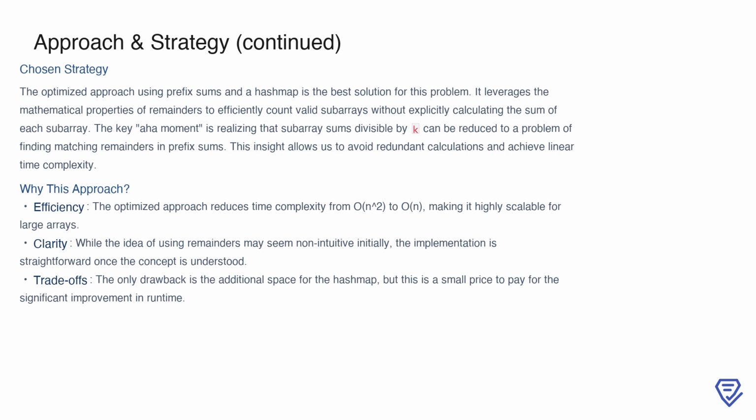The crucial insight is that subarray sums divisible by k can be identified by finding matching remainders in the prefix sums. This eliminates the need for redundant calculations, allowing us to achieve linear time complexity. This approach is not only efficient but also relatively easy to implement once the concept of remainders is understood.